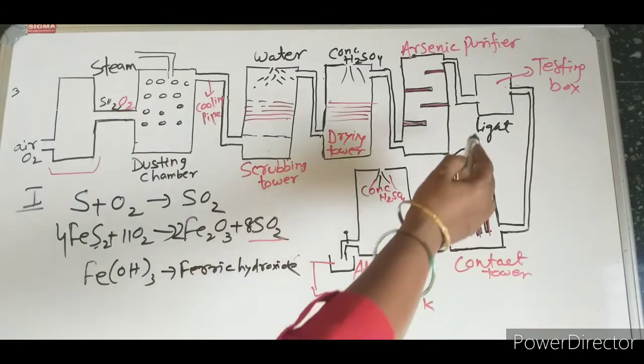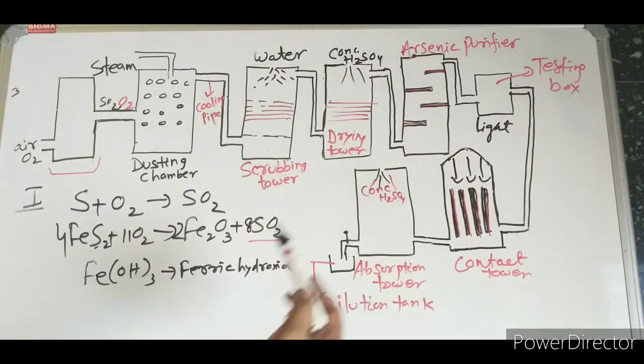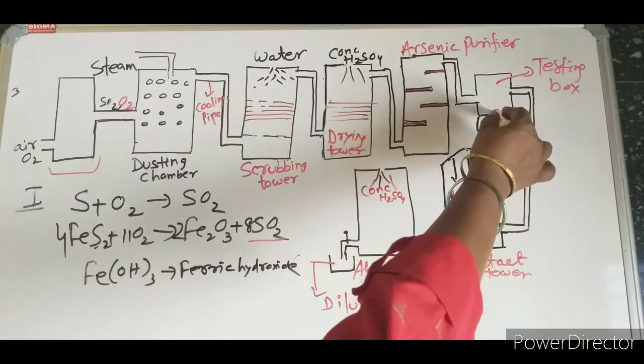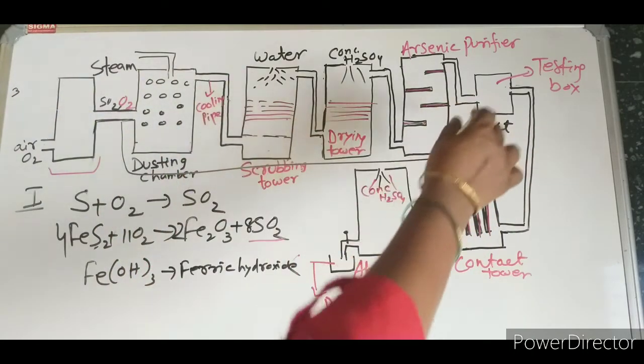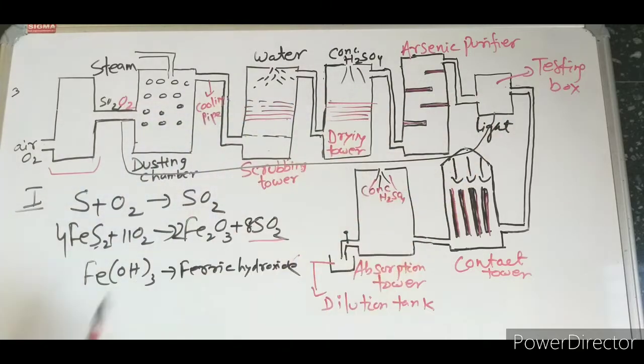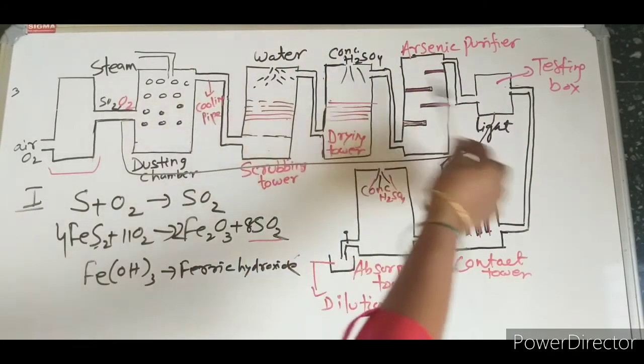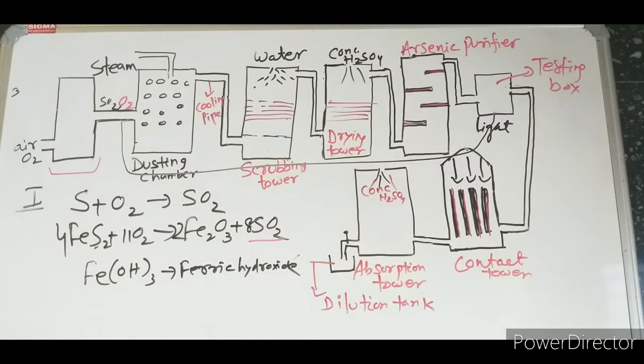If we find any dust particles floating in the ray of light, then the sulfur dioxide is not purified. It has to come back and pass again through all these purification chambers. After that, this sulfur dioxide gas along with oxygen passes through the contact tower. In the contact tower, as we have discussed already, we have taken V2O5, vanadium pentoxide. This is the contact tower. Okay, now let us see.